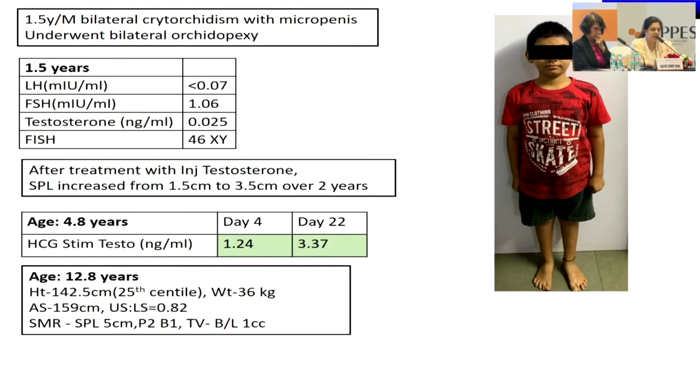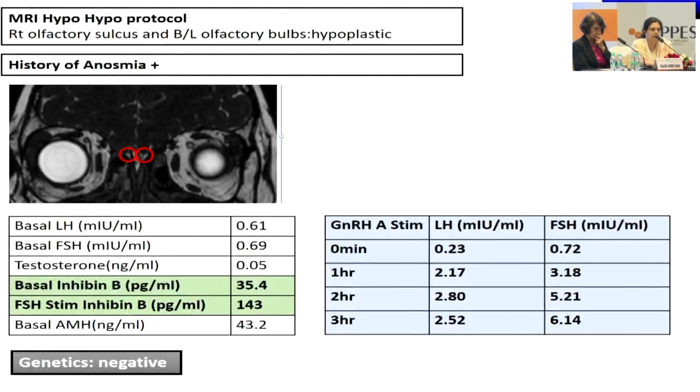He presents again at the age of 12 years and 8 months. His height is at the 25th centile, and he's still prepubertal. What do we do next? So we do an MRI for him, and we do find hypoplastic olfactory bulbs in him. And when we ask a detailed history, he does confirm a history of hyposmia, which was missed on the initial evaluation.